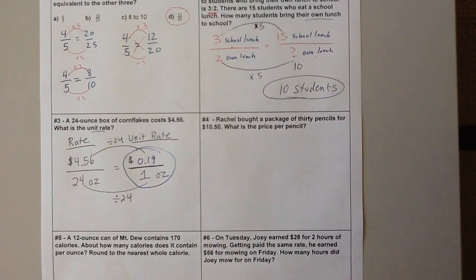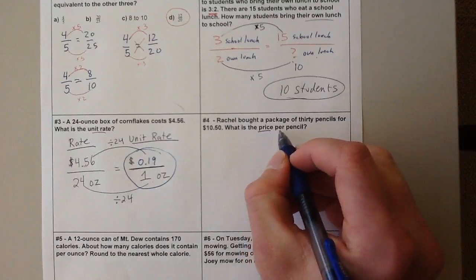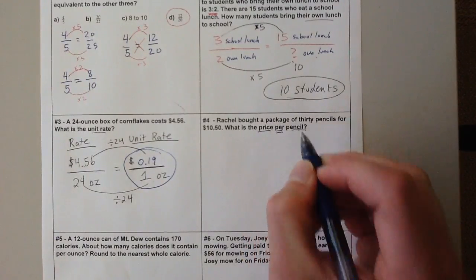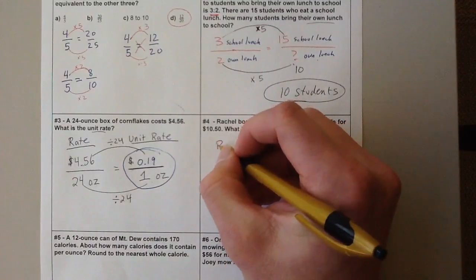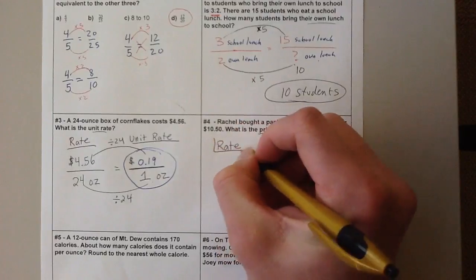Number 4 says Rachel bought a package of 30 pencils for $10.50. What is the price per pencil? We want the price per pencil. Price per pencil. And so that's how I need to set up my rate. So over here, write rate.